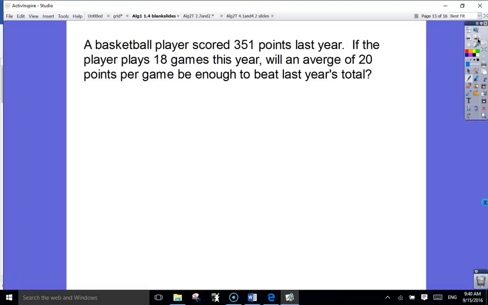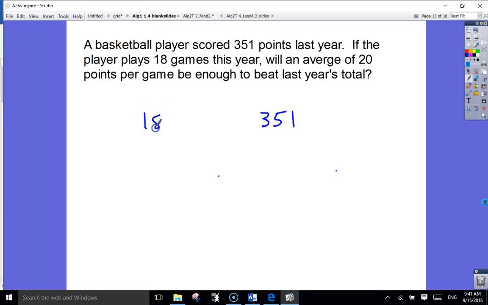And this is the last player. A basketball player scored 351 points last year. If the player plays 18 games this year, will an average of 20 points per game be enough to beat last year's total? So how could we set this up as an inequality? How many points did he score last year? And then this year, they didn't tell us exactly, but if he plays 18 games and averages 20 points per game, how are you going to calculate the total points?